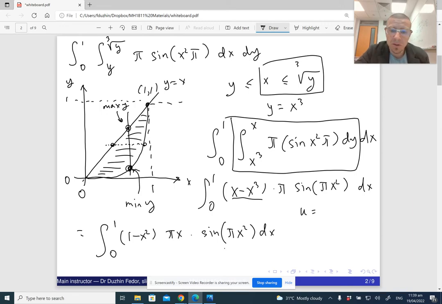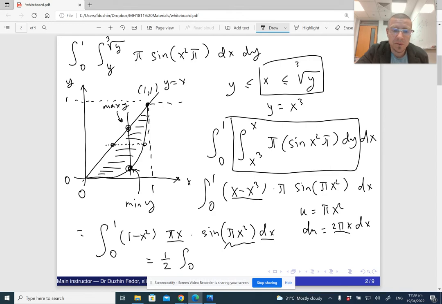So u is whatever is inside the sine. It's just convenient to do a u substitution here. So u equals pi x squared. In that case, du is going to be 2 pi x dx. And we kind of have it here. So there is pi x and dx. So I guess we can just rewrite it as the integral. Okay, so we have pi x dx, and du is twice that, so we have to divide by 2.